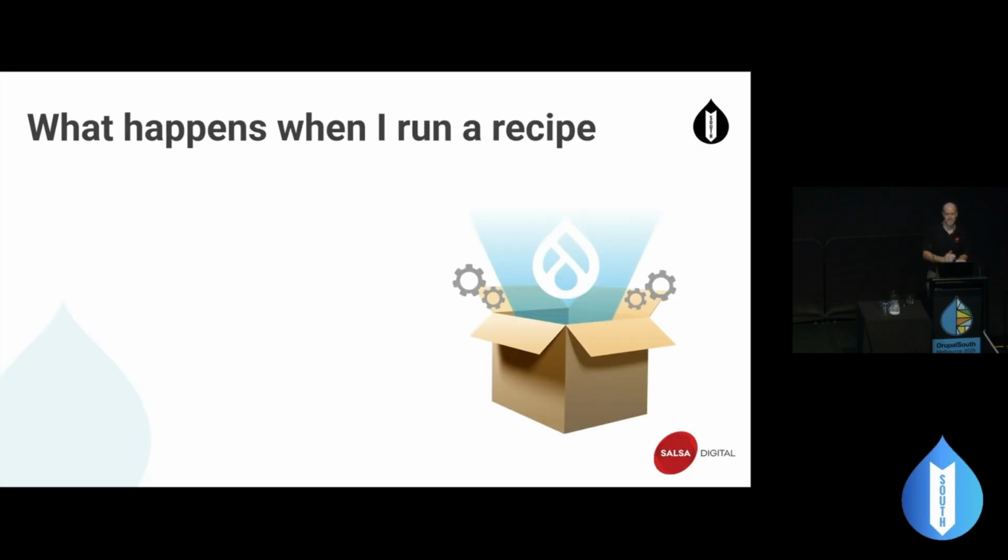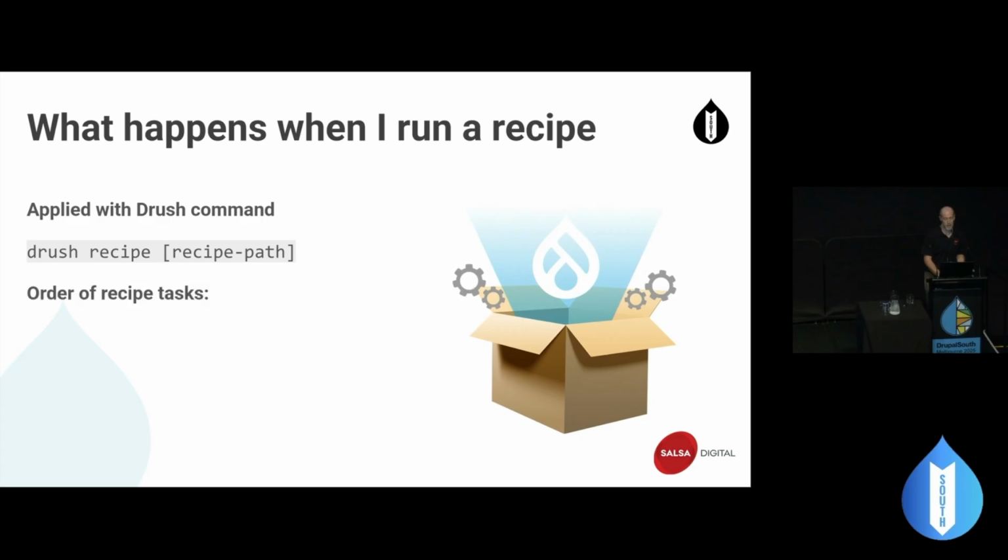So I guess the second stage is that's how we, like in the overview of how we configure a recipe. What happens though when I run a recipe? First of all, it's applied with the drush command, drush recipe, and then you send it the path to your recipe. And what happens once it starts running? There's a certain order that takes place with your recipe. There's a class behind it called recipe runner, which handles the order of execution. And this runs through the series.